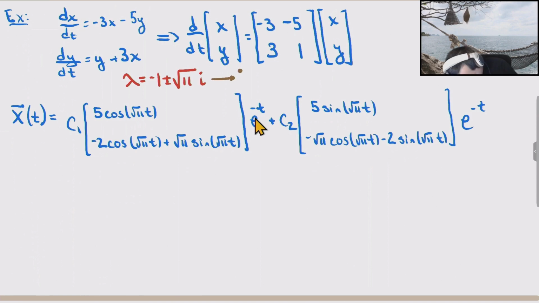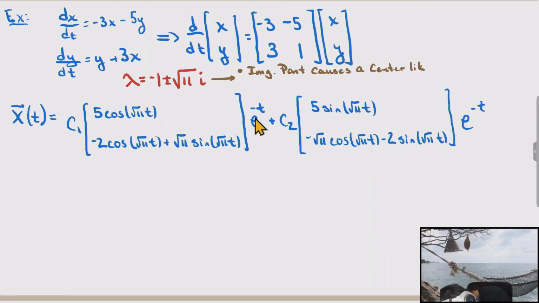The first thing is the imaginary part causes a center-like dynamic. Okay? So we're picking up this imaginary part, and that imaginary part we're going to color code in purple. That's the imaginary part, and it causes, just as before, something like a center to happen. Okay?